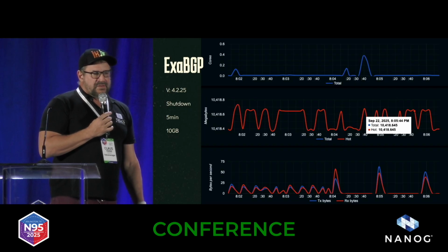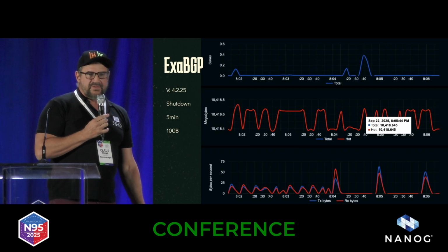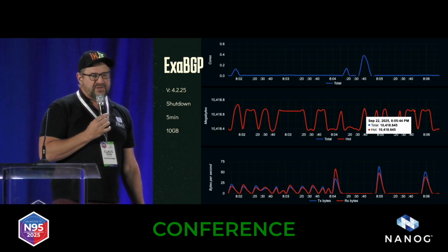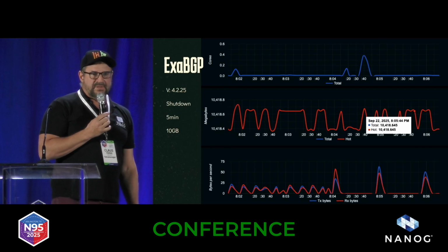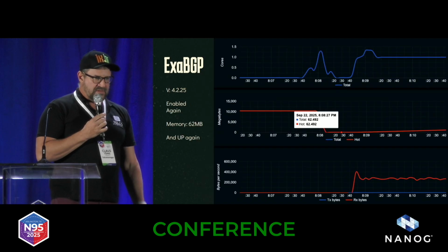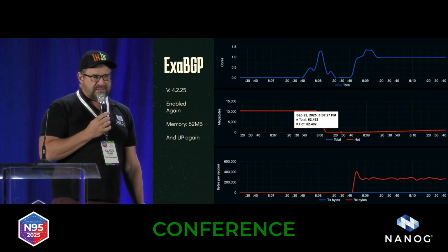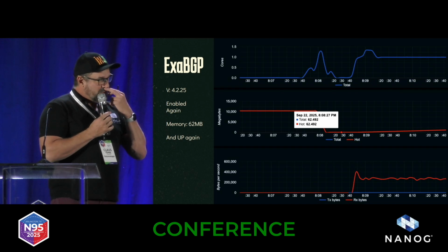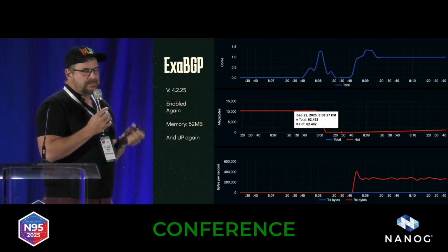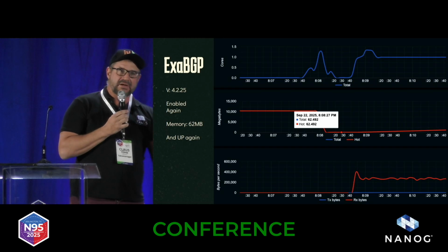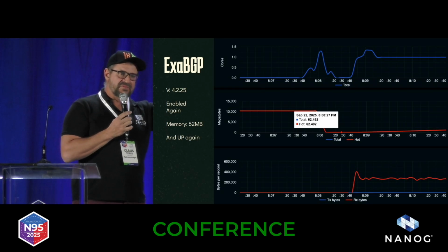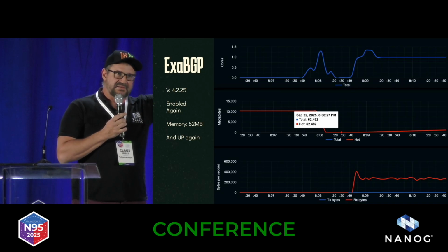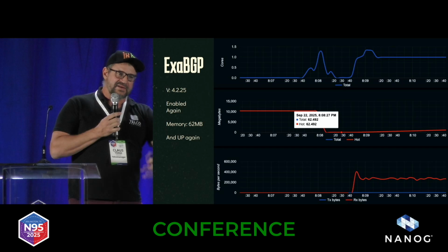When I shut the session down, which was very weird, the memory stayed at 10 gigabytes and it doesn't do anything. And after a while, I enabled it again, and then the memory dropped. So it looks like in the implementation, if the neighbor goes down, it still keeps the memory allocated, and when the neighbor comes back, it frees that allocation and starts all over again.